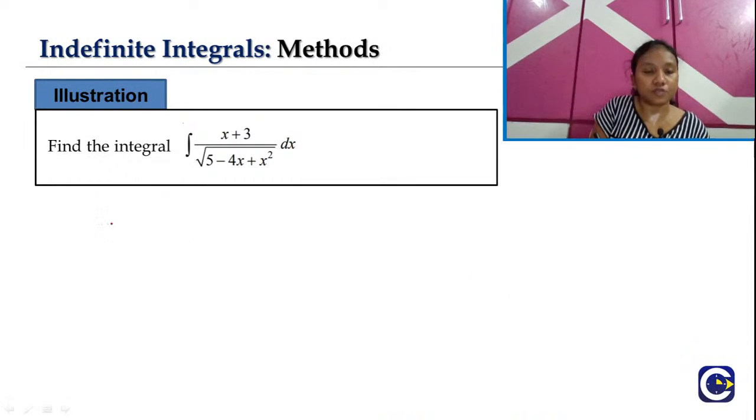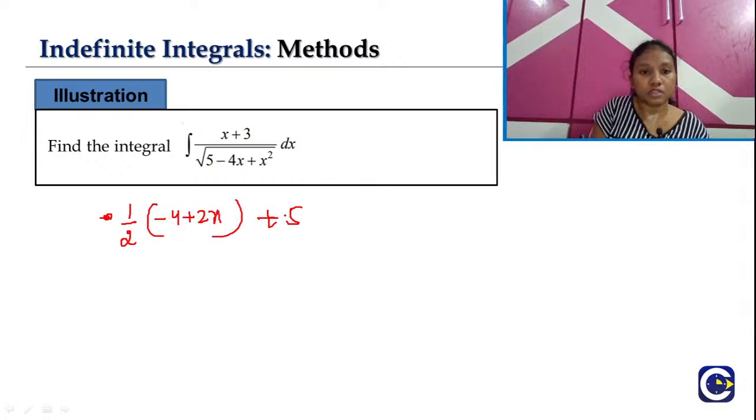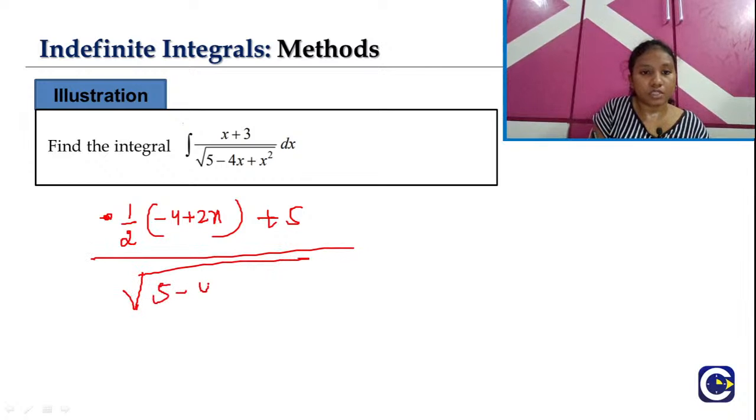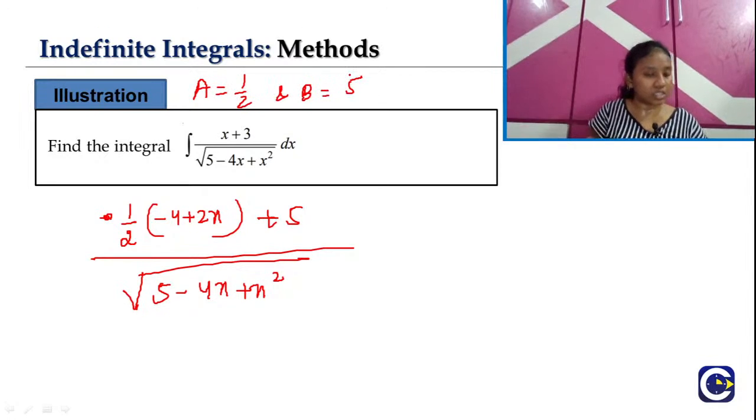So now what will be our expression? So minus 1, so it will be 1 by 2, right? So 1 by 2 times (minus 4 plus 2x) plus 5, divided by root over 5 minus 4x plus x square. So just now I have solved the a and b values, we got it. So a is equal to 1 by 2 and b is equal to 5. So until this, I think it's fine. You can check.